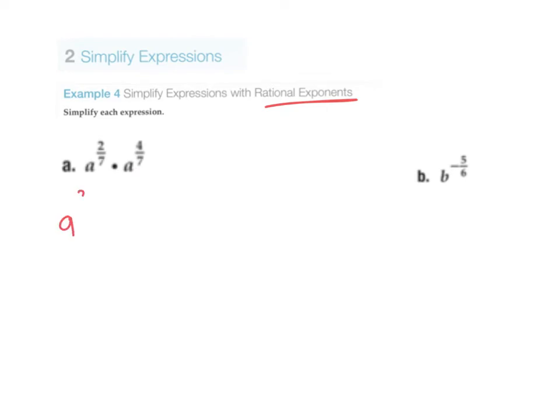We're going to take a, and we're going to go 2/7 plus 4/7. And when you do the addition, now that we have a fraction, the denominator doesn't change, but we add the numerators. So a to the 6/7 power is our answer.